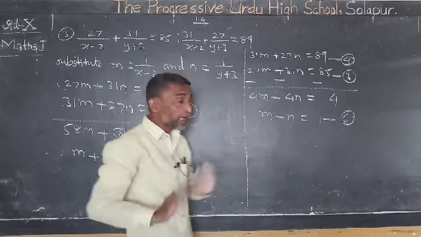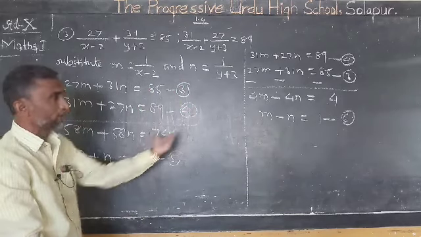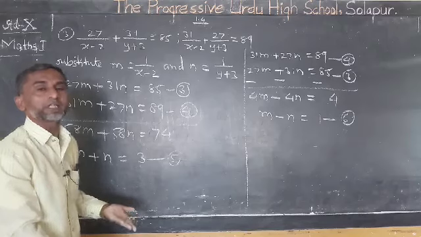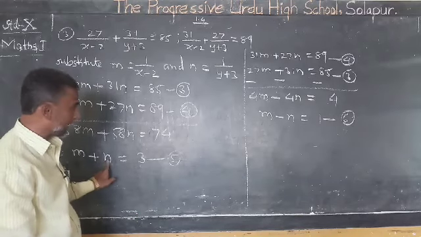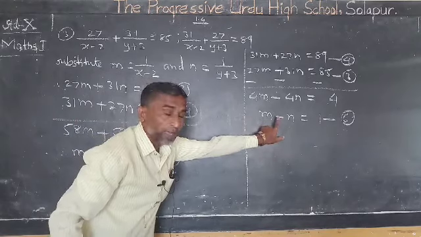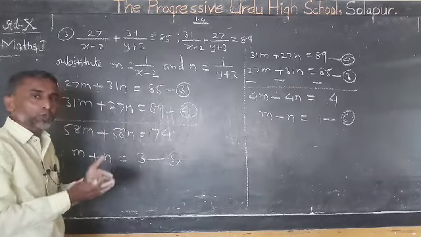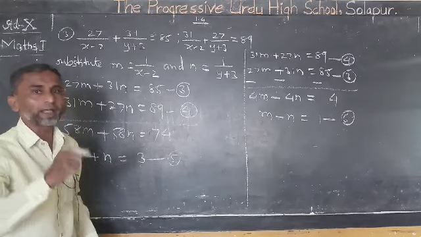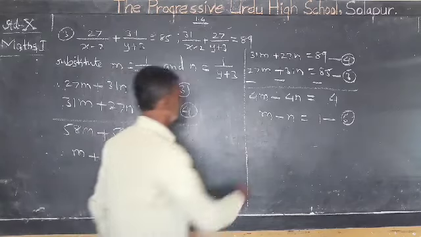Equation number 6. In this way, we got two simple equations, equation number 5 and 6. If you observe these two equations, the signs of the variable n are opposite, minus and plus. If you add these two, you will get the value of one variable, that is m. So, I am going to add equation number 5 and 6.